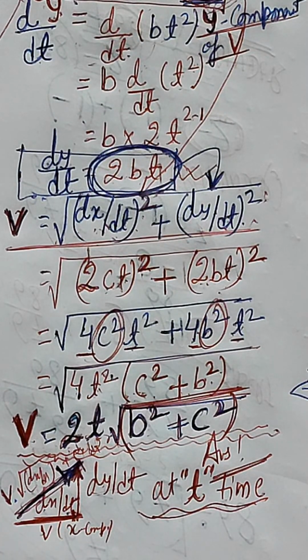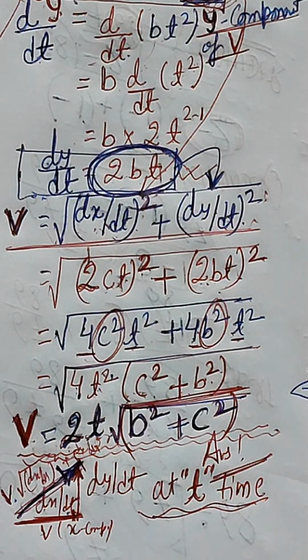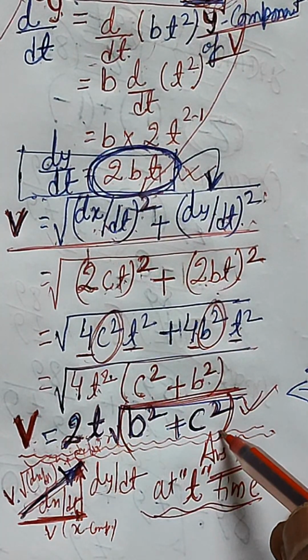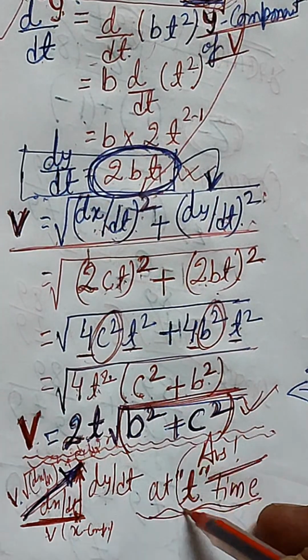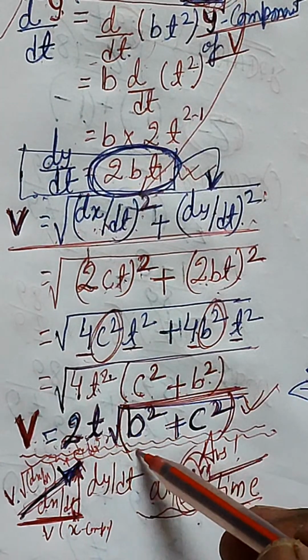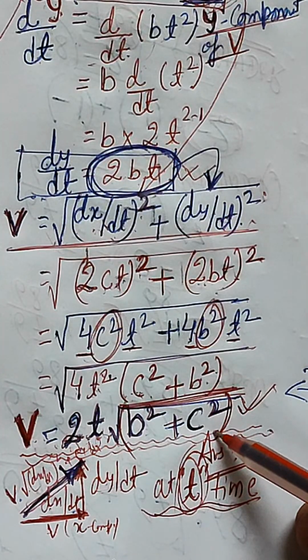Okay, I know many of you are understanding, but the clarity is required. So considering all candidates, all students, I am just explaining it, so that those of you who are just starting from scratch will understand the things and build the concept, right? So in this way we have solved this question, and this is the resultant velocity or the speed of the body at a particular instant of time t, and that is calculated as 2 times t root over b square plus c square, right? And this is our answer.